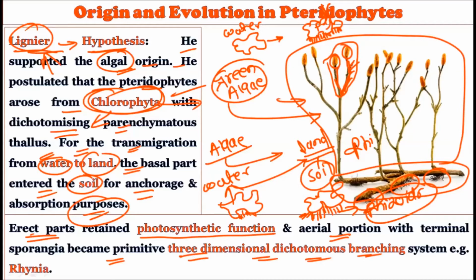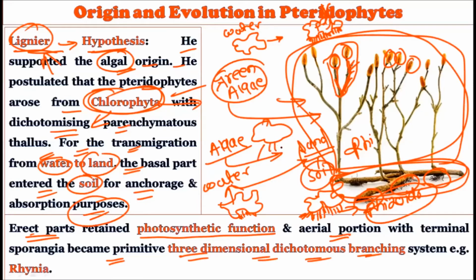So, according to Lignier, the lower portion of the thallus of the algae got converted into the rhizoid, and the upper portion got converted into the erect part, which shows the photosynthetic function, and at the apex there is a presence of sporangia. So Lignier is trying very hard to support the algal origin, and he is saying, simply from the morphological characteristics, that the thallus of the algae from its lower portion gave rise to the rhizoids, and from the upper portion it gave rise to the erect portion of the pteridophytic plants, for example, Rhynia. So according to Lignier, a morphological transformation occurred in the algae to create the pteridophytes.